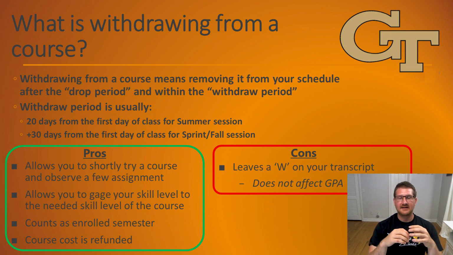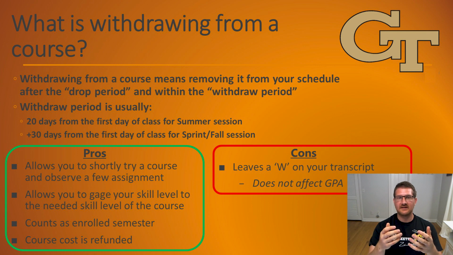Now, withdrawing from the course, unlike dropping a course, does have one minor con, and that is that there will be a W on your transcript. Now, for most people, this really isn't a big deal. Withdrawing from a course isn't shameful or anything in any way. And a small W on your transcript really isn't a big deal.